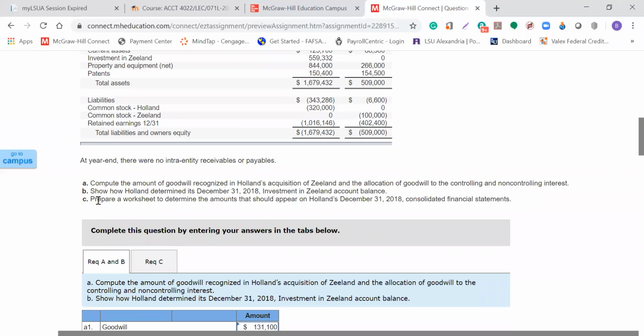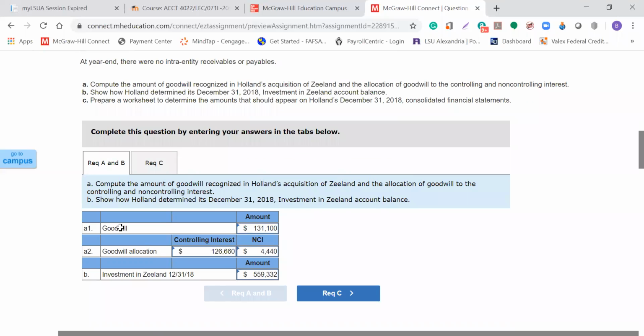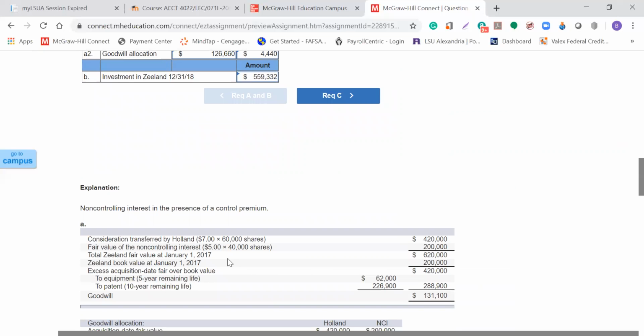So first we have to compute the amount of goodwill recognized in the acquisition and allocate the goodwill to the controlling and non-controlling interest. So our calculation for goodwill, our goodwill allocation, and then our investment in Zealand.